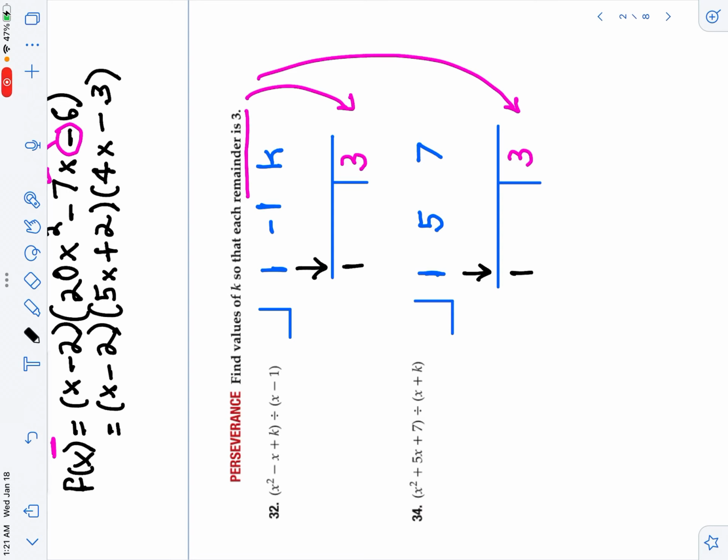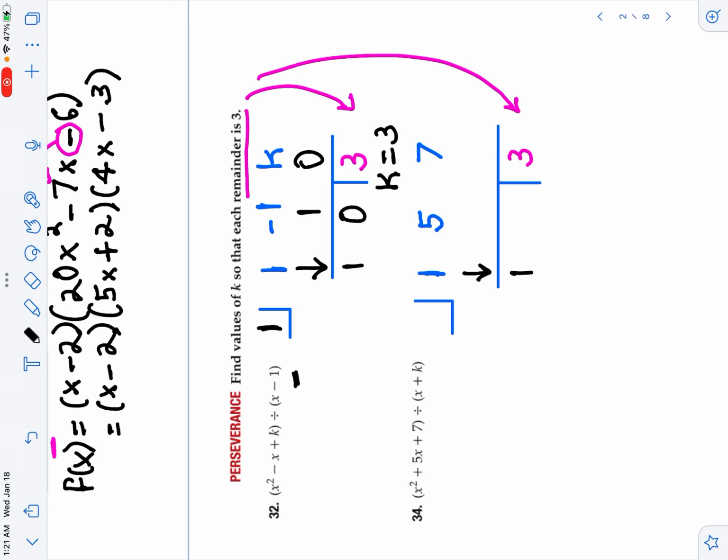It gives you a division problem, and it says find the values of k so that each remainder is 3. Of course, division with a remainder of 3 can be found synthetically. In number 32, I'd want to put a 1 in the half box and do synthetic division. So 1 times 1 is 1. When I add that 0, 1 times 0 is 0. And so that just means k plus 0 equals 3. So k has to be 3. So that's the missing value.